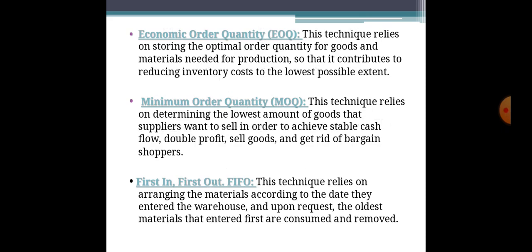We have the economic order quantity or EOQ. This technique relies on storing the optimal order quantity for goods and materials needed for production so that it contributes to reducing inventory costs to the lowest possible extent. And we have the minimum order quantity, or the MOQ. This technique relies on determining the lowest amount of goods that suppliers want to sell in order to achieve stable cash flow, double profit, sell goods, and get rid of bargain shoppers.